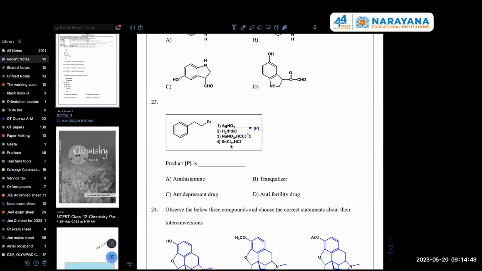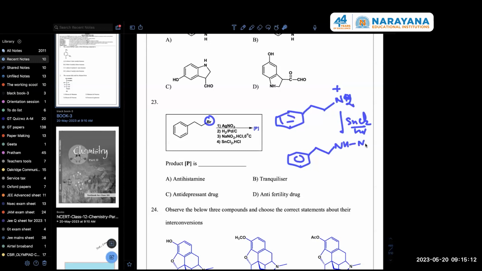B options. C option. Tranquilizer, C options. Antidepressant drug. Yes. Okay, sir. First you replace this Br and you will get NO2 here. That becomes NH2. That becomes diazonium. And when diazonium is replaced using SnCl2/HCl, that will actually become NH2. That is Nardil.